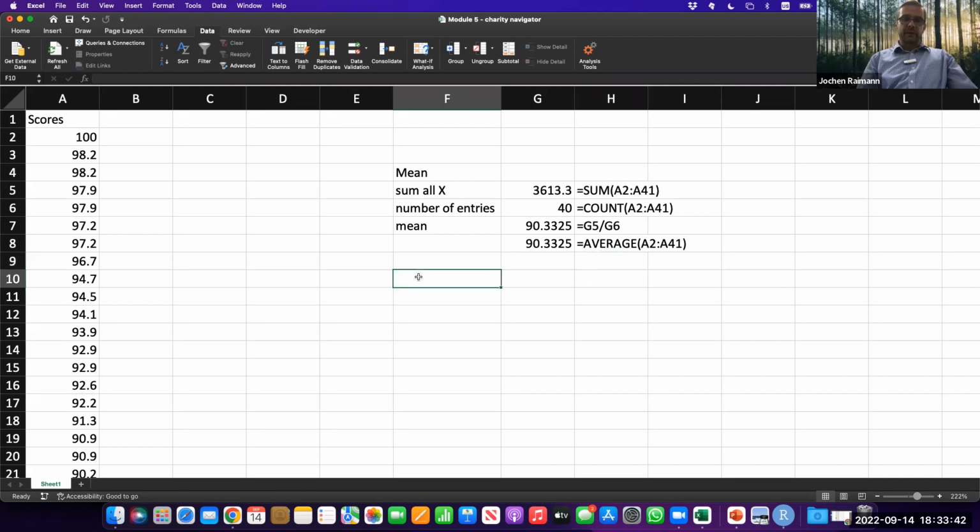Can you repeat how we got the mean? We're summing up all entries, that's this. Then we're dividing the sum of all entries by the number of entries. So G5 divided by G6.